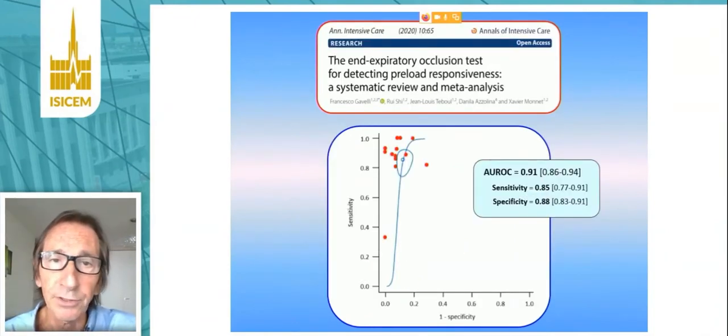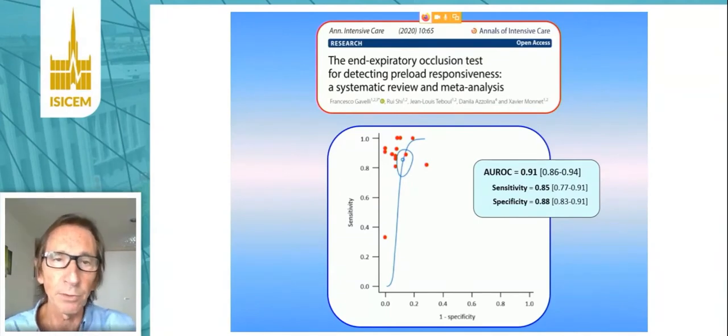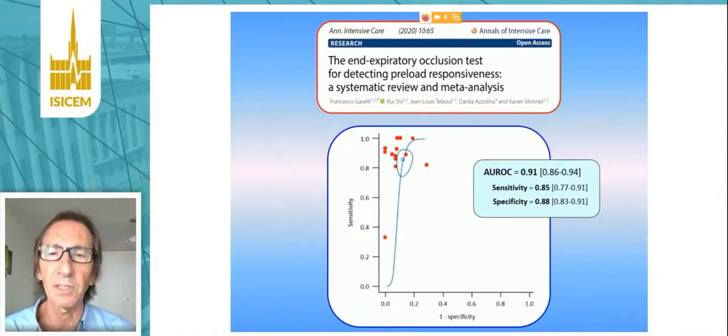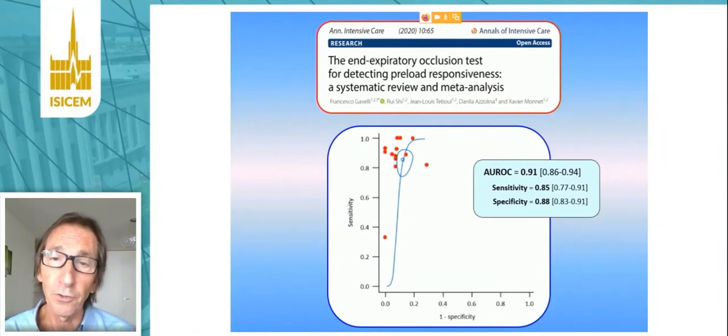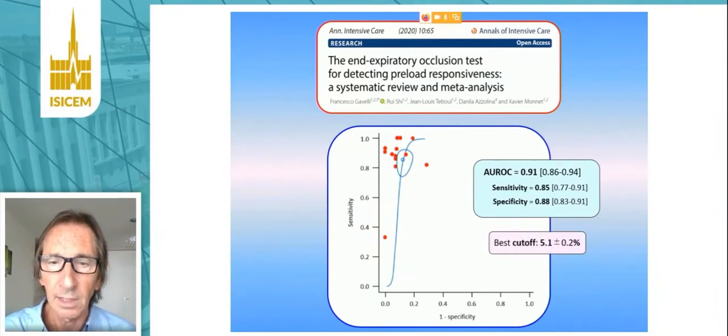And this was confirmed by many other studies. This is a meta-analysis recently published in Annals of Intensive Care with Dr. Francesco Gavelli, Rui Shi, and Xavier Monnet, and others. We pooled all the studies that address the issue of fluid responsiveness using the expiratory occlusion test. As you can observe, there are 13 studies, more than 500 tests, and the area under the ROC curve was good, 0.91, with a good sensitivity and good specificity. And the average cutoff value was around 5%.